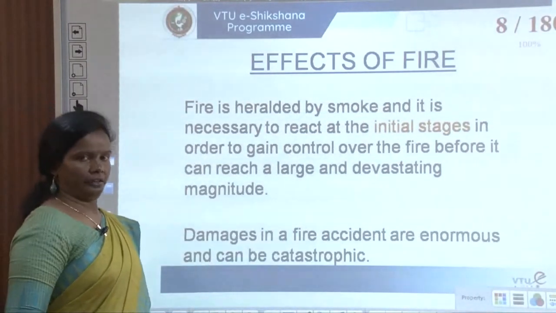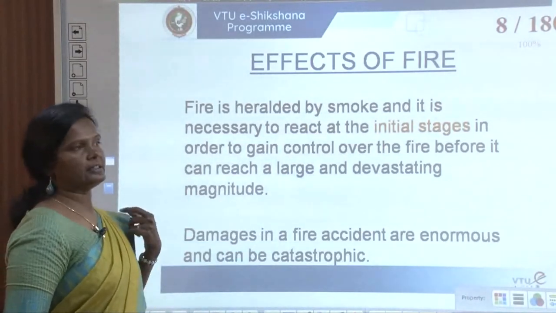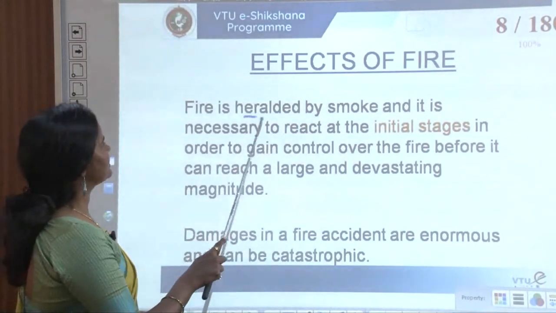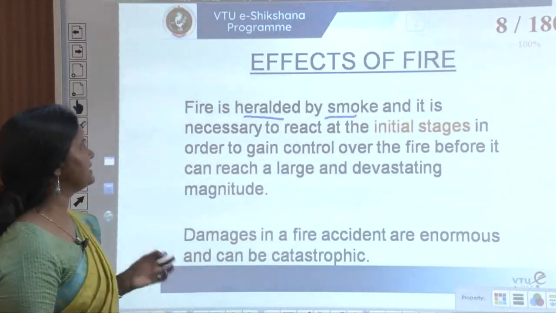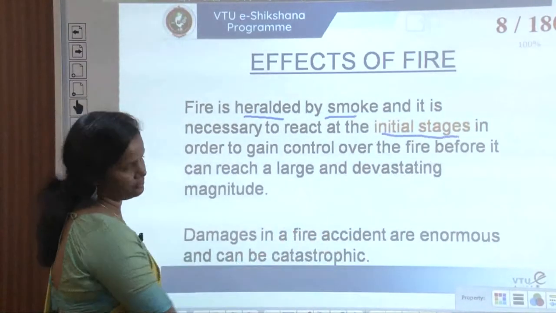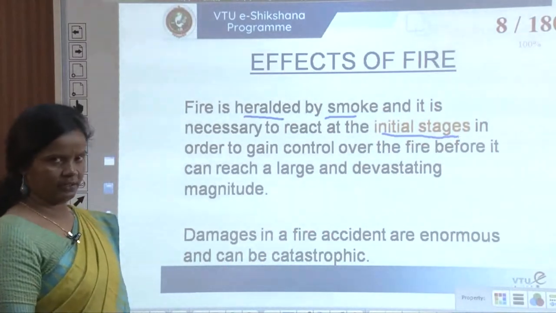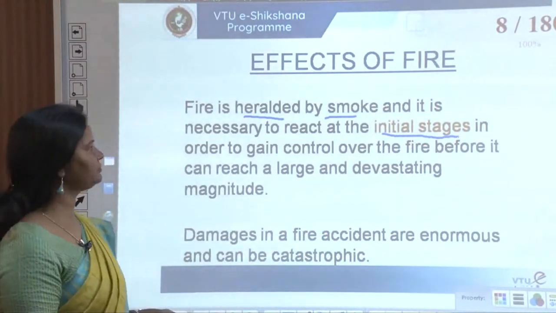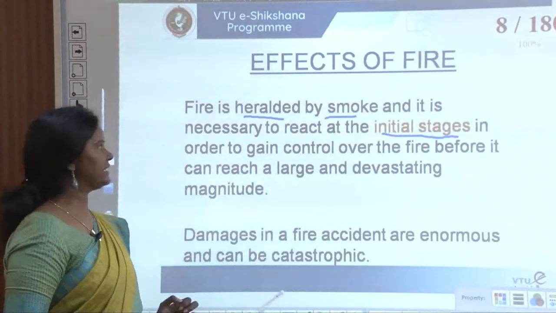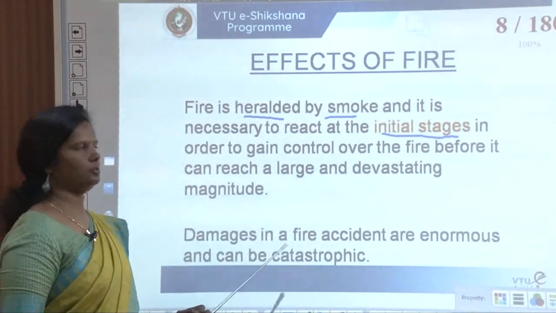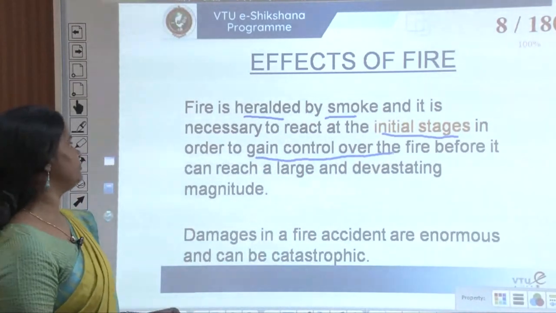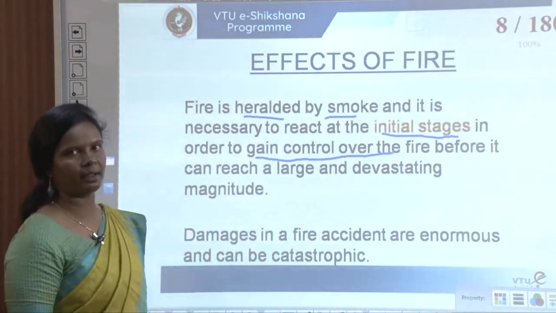So, the effects once the fire occurs, we know that heat, smoke, light, all of these happen. Fire is heralded by smoke. And it is necessary to react right at the initial stage. That is very important. When we know there is a fire, right at the initial stage, we have to react to reduce the impact, in order to gain control over the fire. We have to control the fire before it can reach a large devastating magnitude.